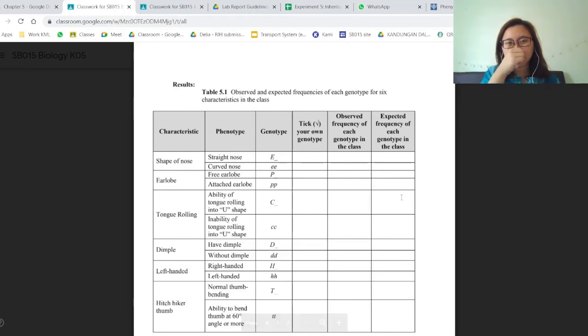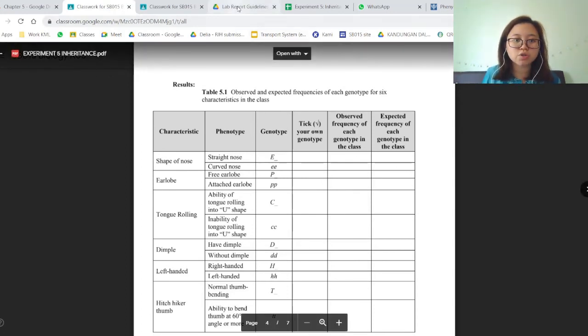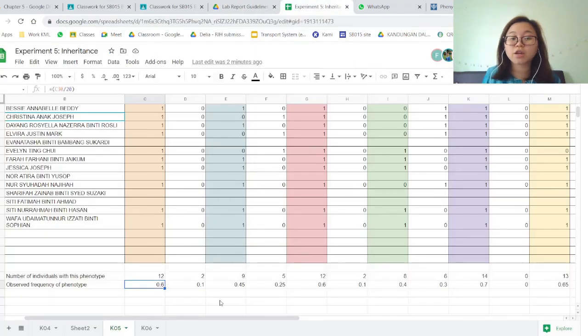Now, I'm not sure if this was captured in the recording before, but I'll say it again. Expected frequency will be 0.75 for the dominant phenotype, like straight nose, and 0.25 for the recessive phenotype, like curved nose. So, untuk column ini, masa kamu buat lab report, memang dia sama ada 0.75 ataupun 0.25 sahaja. For the observed frequency of each genotype in class, that one you can get from your own class sheet. Remember, you're using only your class's data and not other students' data.